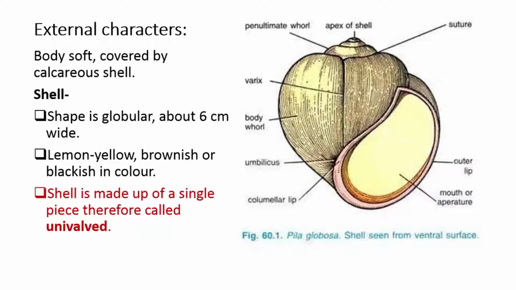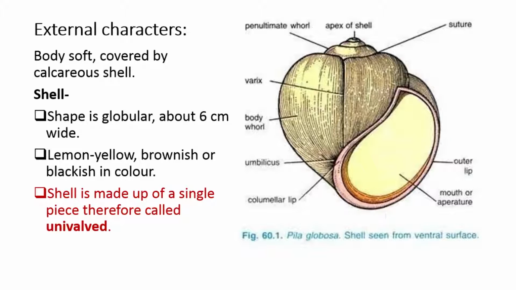its body is soft and is covered by the calcareous shell. This calcareous shell is hard, secreted from the mantle. That mantle is located below the calcareous shell. That mantle secretes this shell. This shell is formed of calcium carbonate. Now in the external characters we are going to see the two parts, mainly shell and operculum.